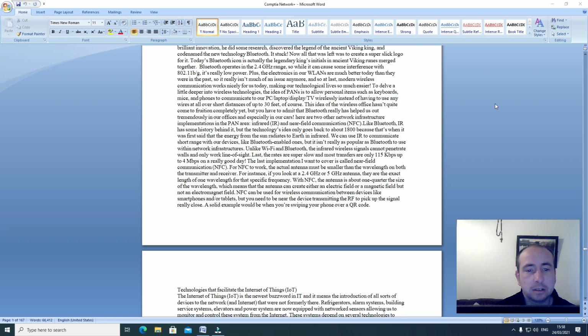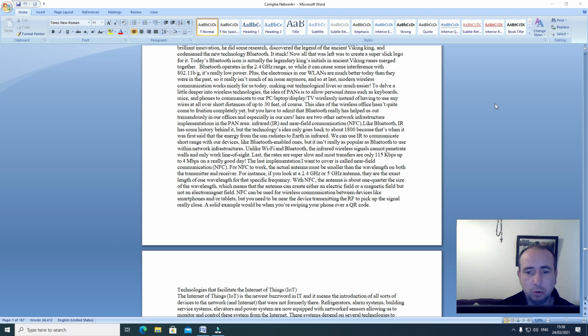To delve a little deeper into wireless technologies, the idea of PANs is to allow personal items such as keyboards, mice and phones to communicate to our PC, laptop, display, TV wirelessly instead of having to use any wires at all over short distances up to 30 feet. Of course, this idea of the wireless office hasn't quite come to fruition completely yet, but you have to admit that Bluetooth really has helped us tremendously in our offices and especially in our cars.